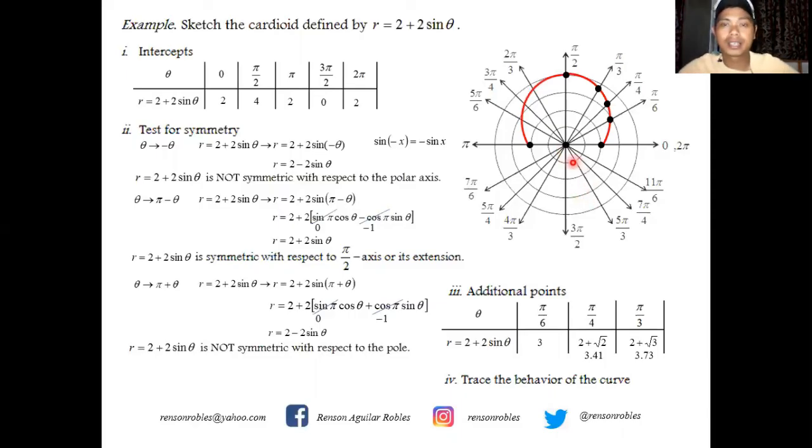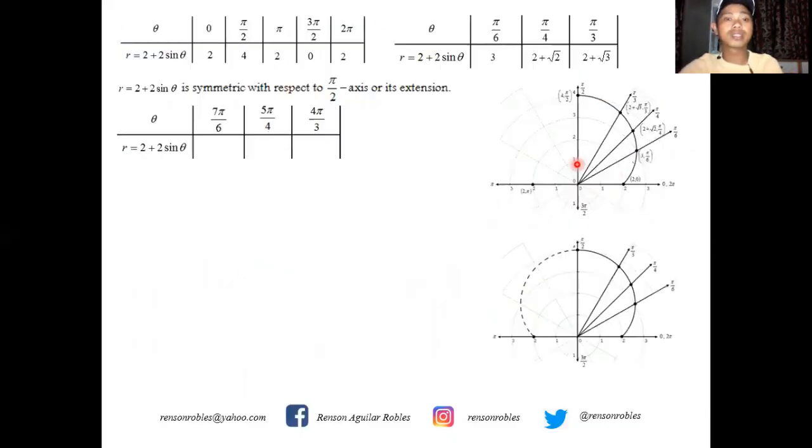So unfortunately, this is not the complete graph for r equals 2 plus 2 sine theta, because we all know that this is a cardioid and we are expecting a set of points over these angles. So we need to add additional points. So this is the table that we generated earlier, right? So we need to add points at 7 pi over 6, 5 pi over 4, and 4 pi over 3. So we will be adding points over these angles.